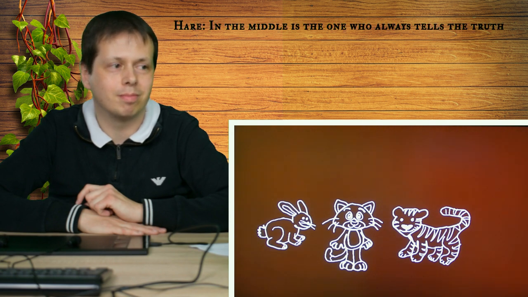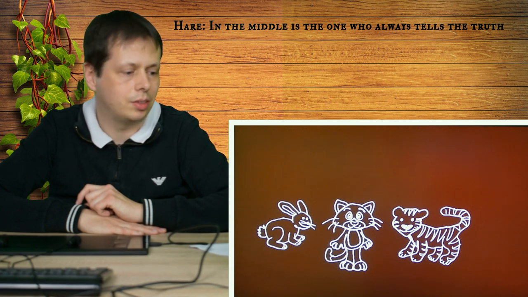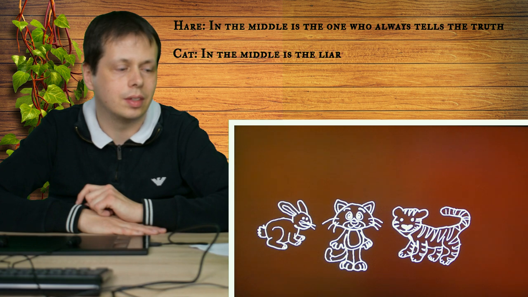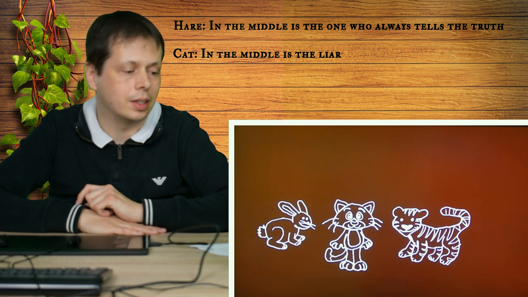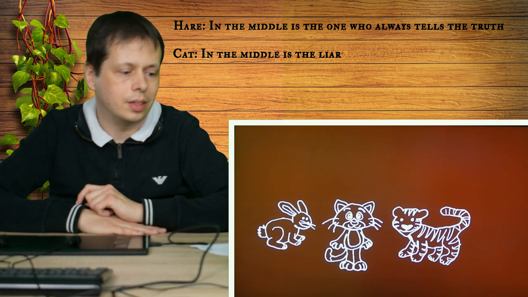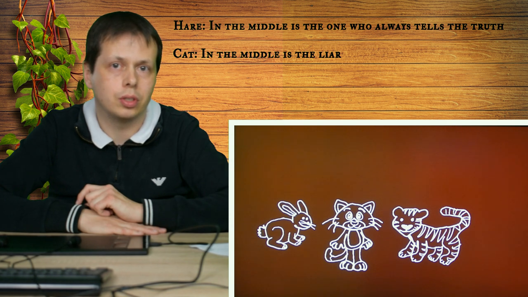And we start with the hare. The hare says, in the middle is the one who always tells the truth. And the cat says, in the middle is the one who always lies. And finally, the tiger says, in the middle is the one who sometimes tells the truth and sometimes lies, the 50-50.